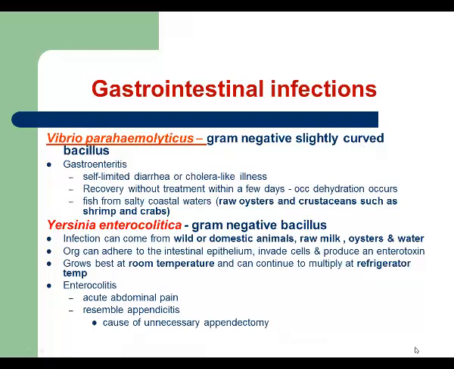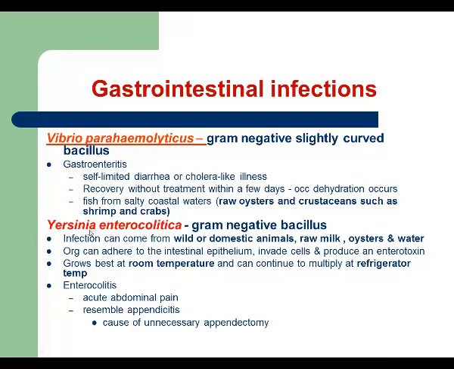The next bacterium that also can cause gastrointestinal infection is Vibrio parahaemolyticus, which is a gram-negative, slightly curved bacillus. It causes gastroenteritis, and the infection is very similar to cholera but not as severe. So it's a mild kind of cholera-like infection. The source of infection will be seafood products, contaminated food. And as I said, symptoms of this infection will be similar to cholera but not as severe, and it is an example of a self-limiting GI tract infection.